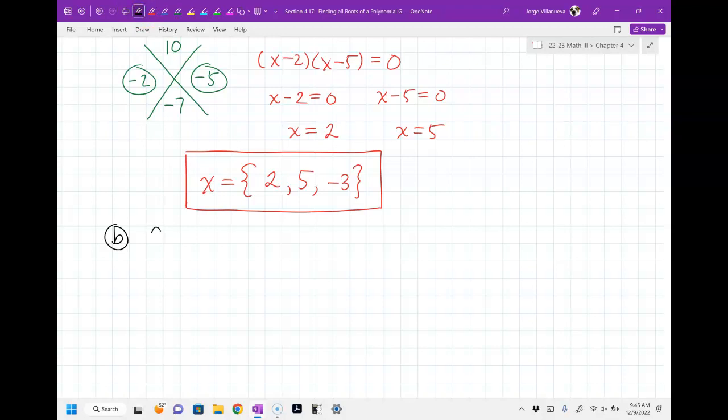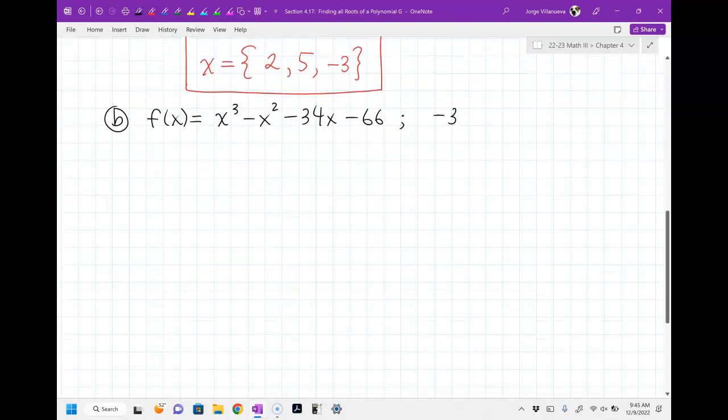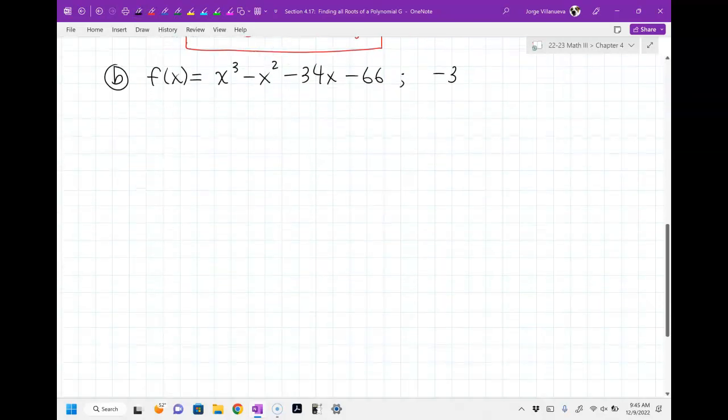F of x is equal to x cubed minus x squared minus 34x minus 66. And they're saying that an answer is negative 3. All right, so they gave me that polynomial, and they said negative 3 is a solution.